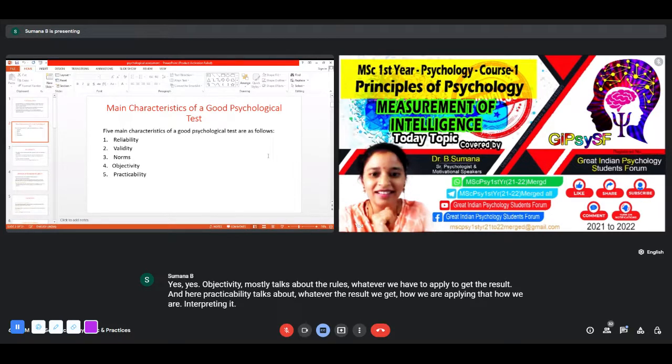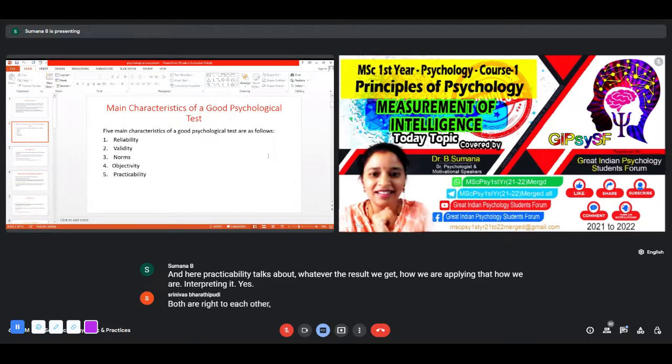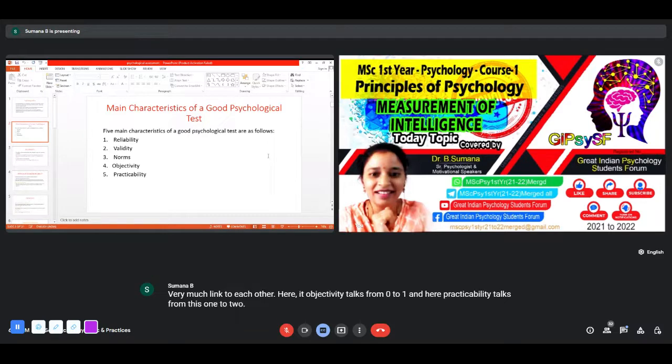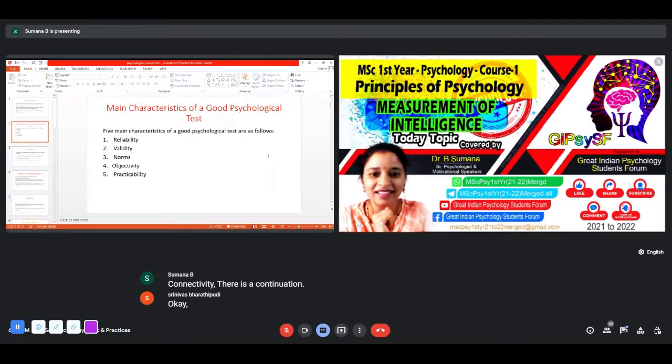Yes, but both are vice versa, ma'am, linked to each other. They are very much linked to each other. Here objectivity talks from 0 to 1, and practicability talks from 1 to 2. There is a connectivity, a continuation. Okay, got it. Understood.